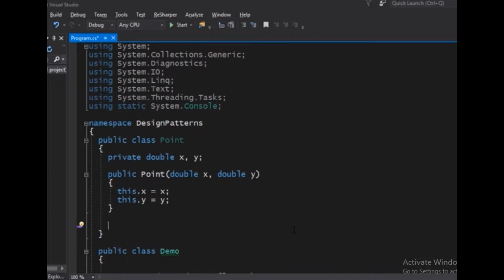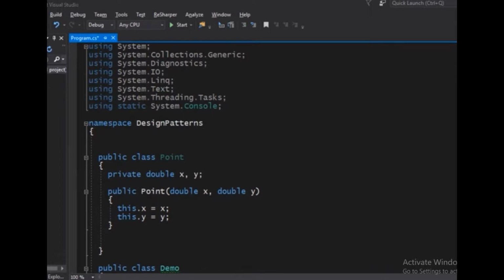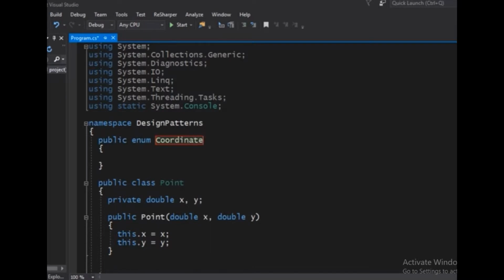So the question is, well, given that we want to use constructors, how can we actually get ourselves in a situation where we can initialize a point from both Cartesian coordinates, as we're doing here, as well as polar coordinates? And the answer is that you start introducing other unpleasant types. Like, for example, you start to introduce a coordinate type of some kind so that you can pass it into the constructor.